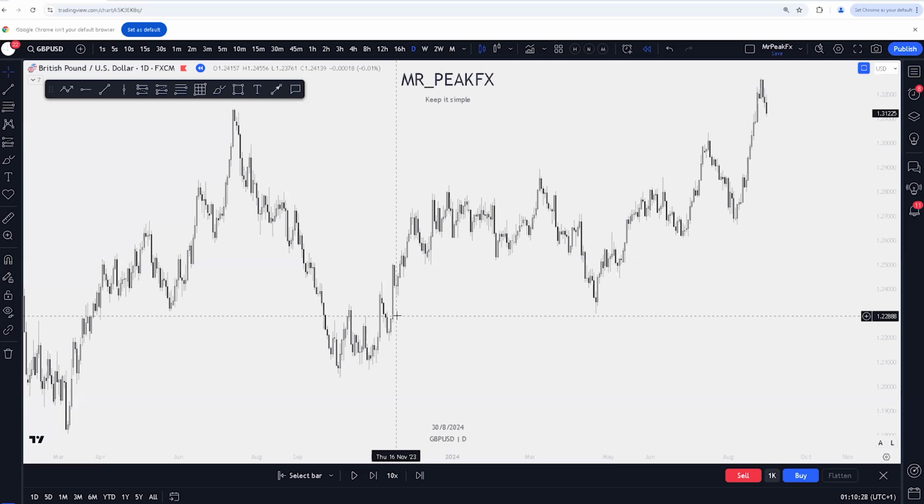So let me break down exactly what I saw that made me execute a particular buy trade. And I bagged over 117 pips from the buy. So let's see what happened there.